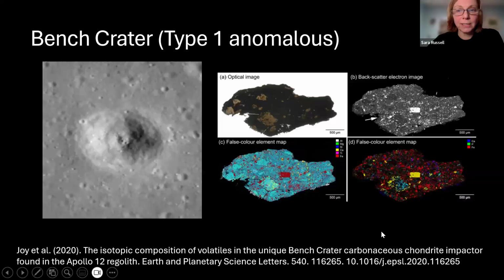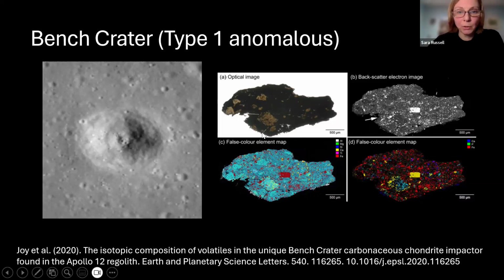And finally, Bench Crater. This is quite a cool one because although it is recorded as a meteorite in the Meteoritical Bulletin, it didn't actually land on Earth as a natural object. It landed on the Moon, and it was brought back by Apollo 12 astronauts. So they retrieved it from a place called Bench Crater. It's fairly small. It's a couple of millimeters across. And again, it doesn't quite fit into any of the classifications that we know.